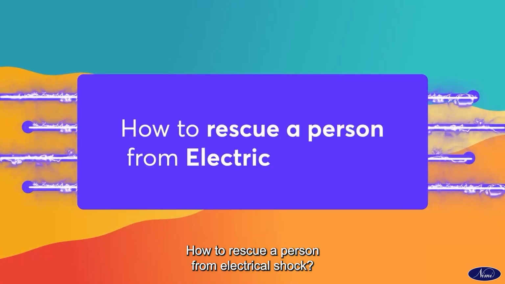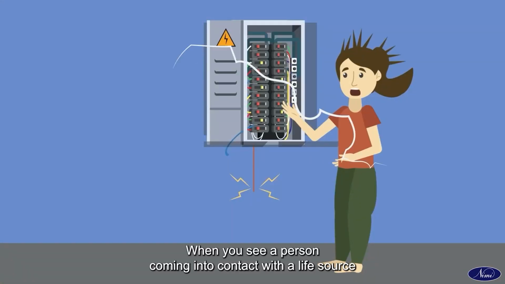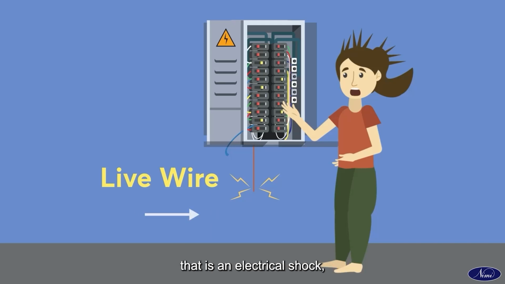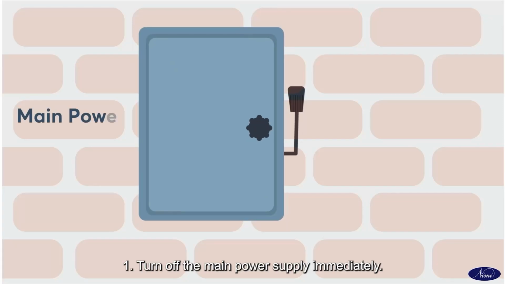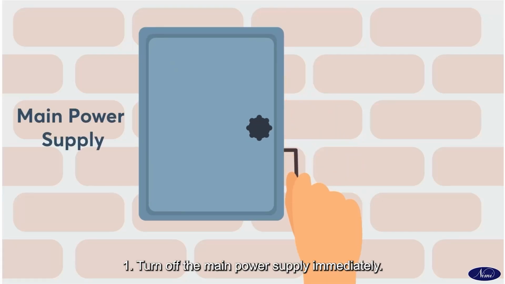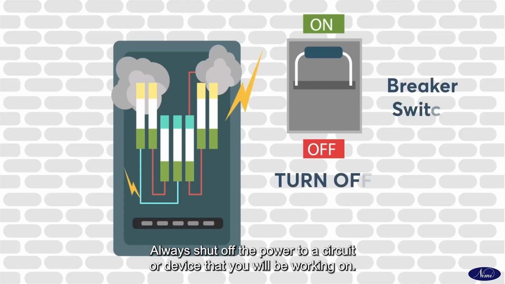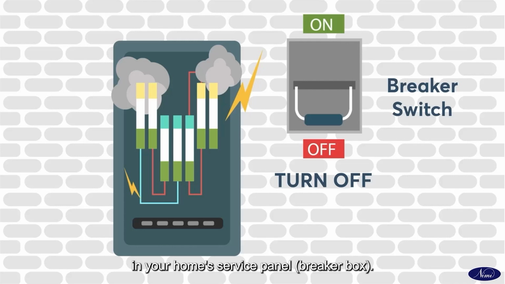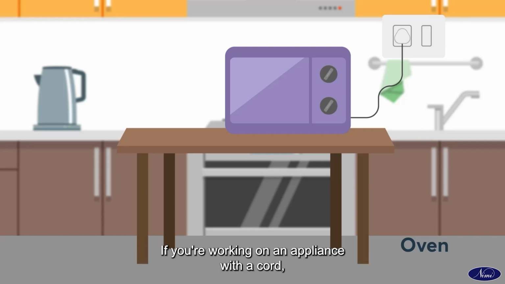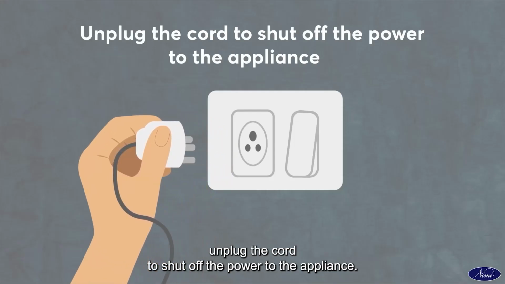How to rescue a person from electrical shock? When you see a person coming into contact with a live source, that is, an electrical shock, separate the person from the electric source as quickly as possible by following these steps. 1. Turn off the main power supply immediately. Always shut off the power to a circuit or device that you will be working on. This usually means turning off the appropriate breaker in your home's service panel breaker box. If you're working on an appliance with a cord, unplug the cord to shut off the power to the appliance.